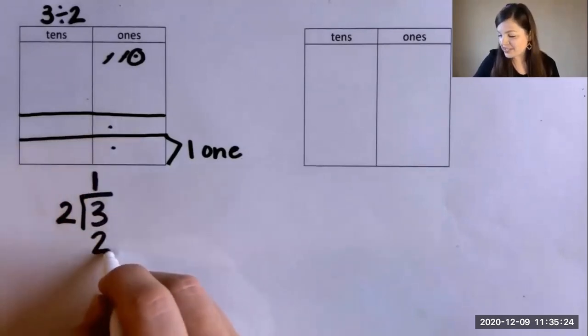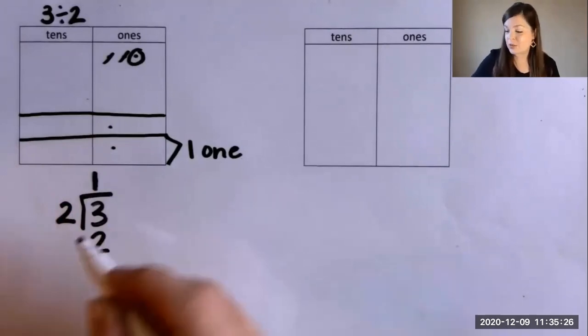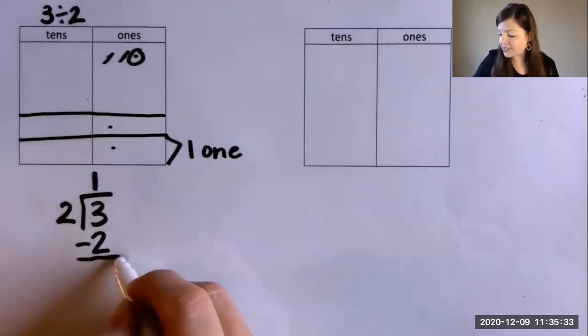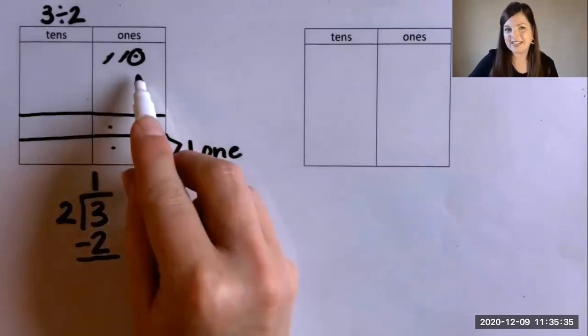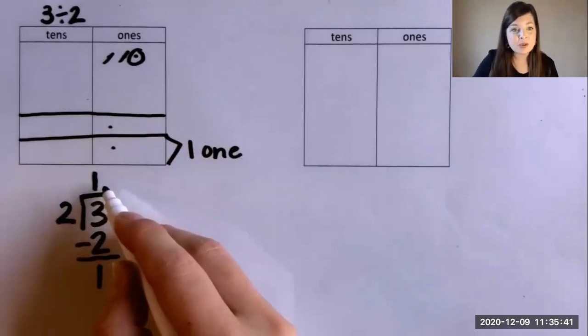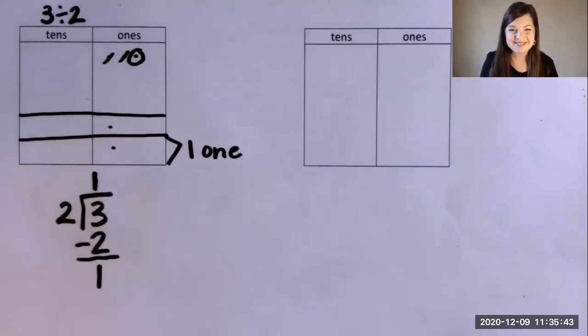How many ones did we share altogether? We shared 2 ones. So we had 3 ones to share, and we shared 2 of them. How many ones do we have left? We have 1 left. So this one is our remainder, and this one is our quotient. Nice work.